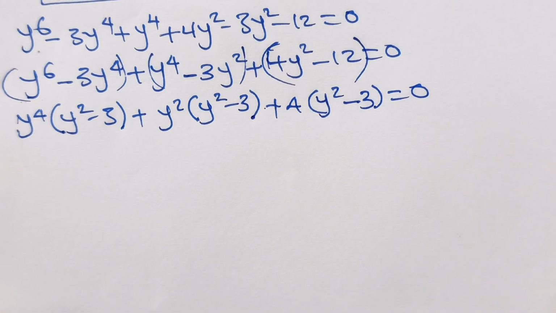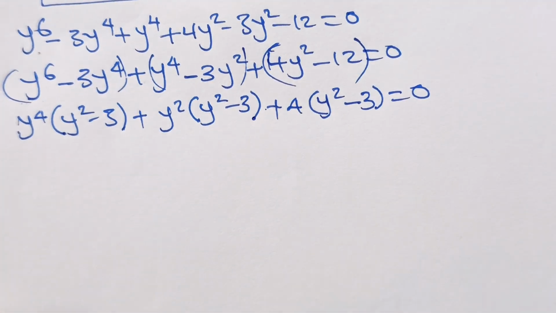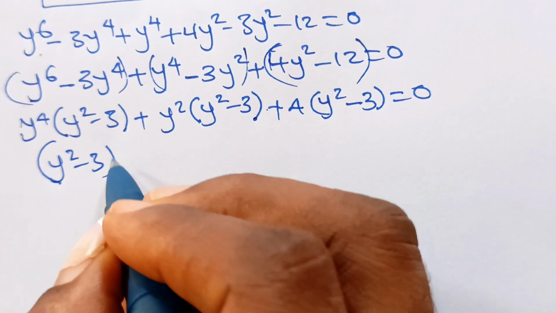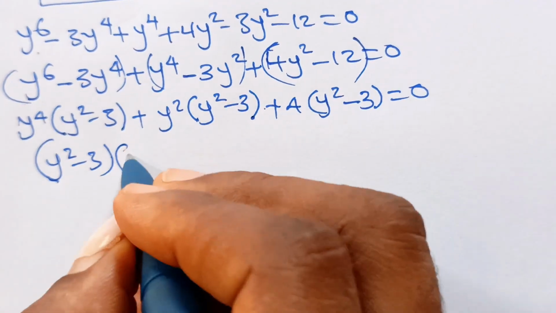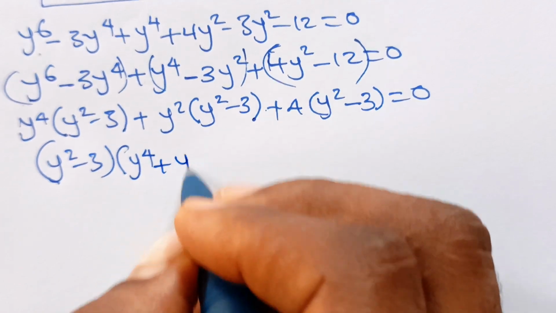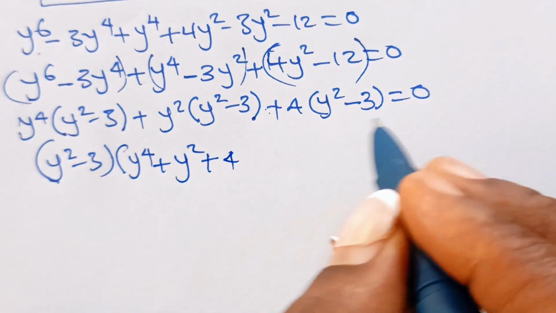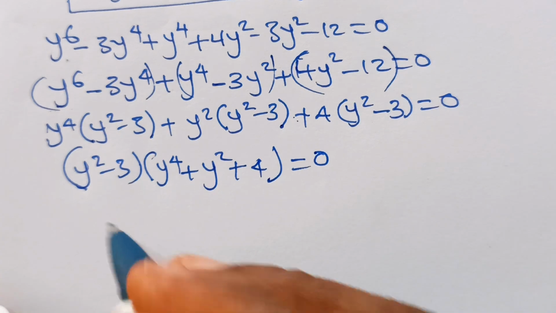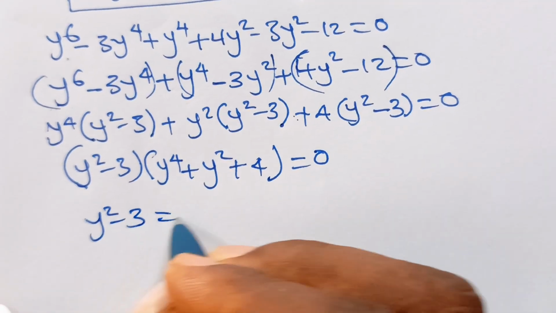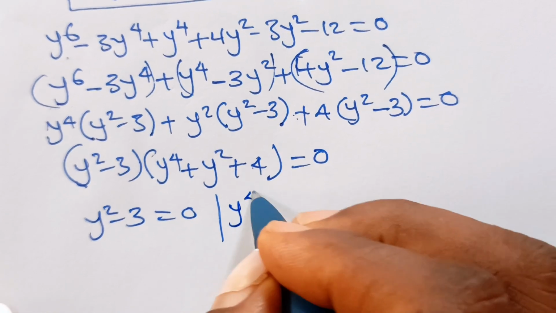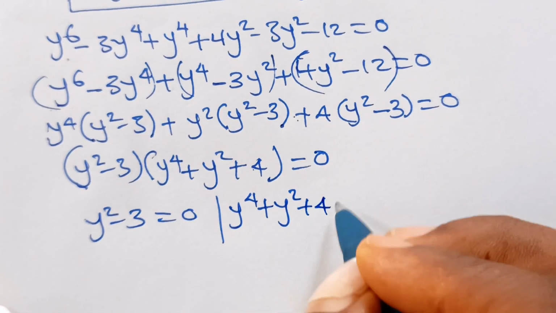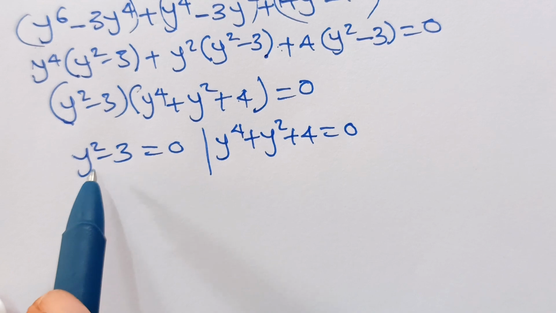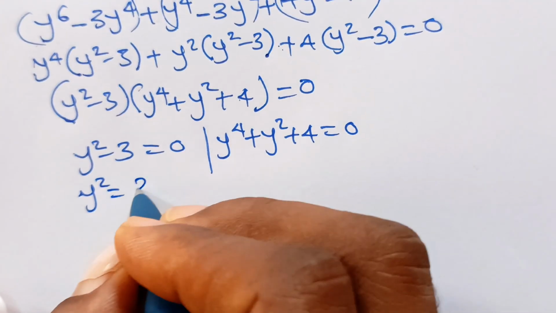Now, when you look at what we have here, we have the same thing inside the bracket. Therefore, we can write this as, we pick one, y to the power of 2 minus 3, bracket, y to the power of 4 plus y squared plus 4, okay, is equal to 0. So from here, we can say that y to the power of 2 minus 3 is equal to 0, and that y to the power of 4 plus y squared plus 4 is also equal to 0. Now, from this first equation, we can see that y squared is equal to 3.